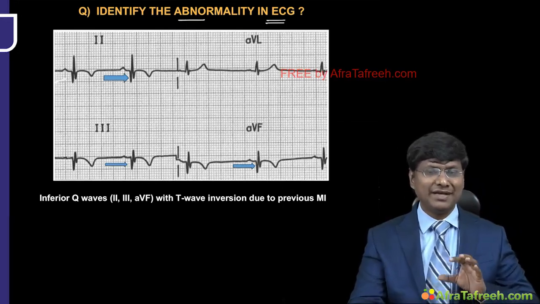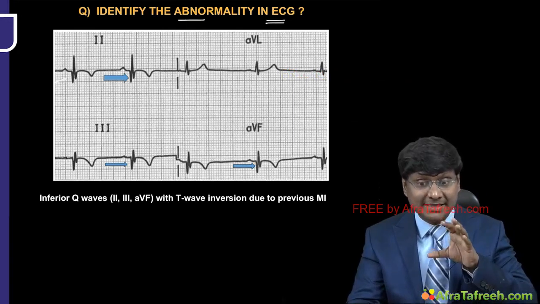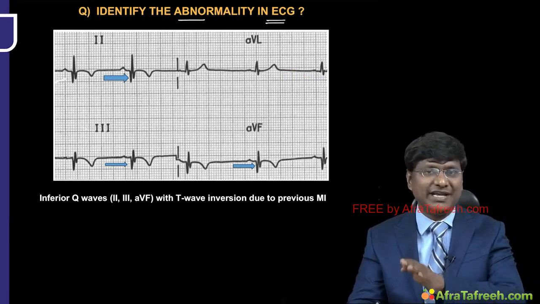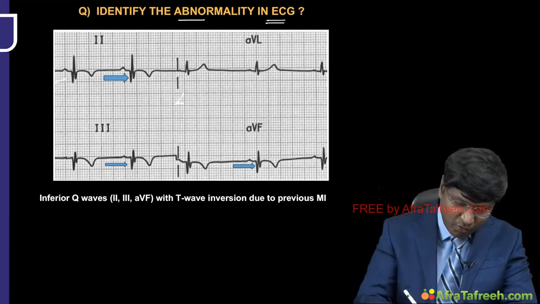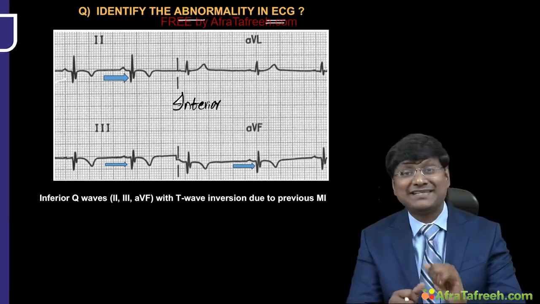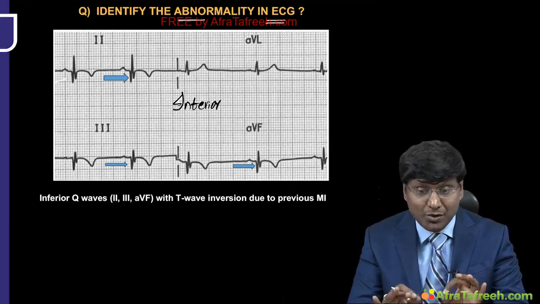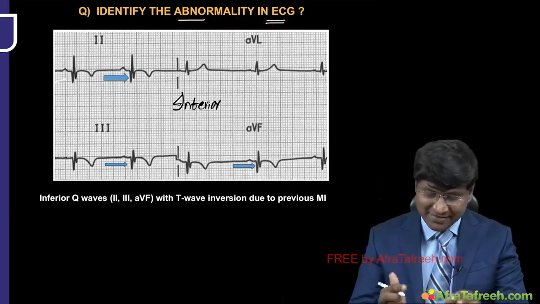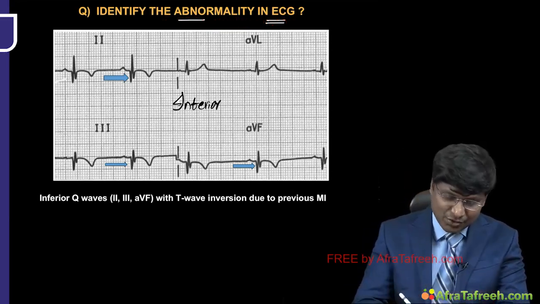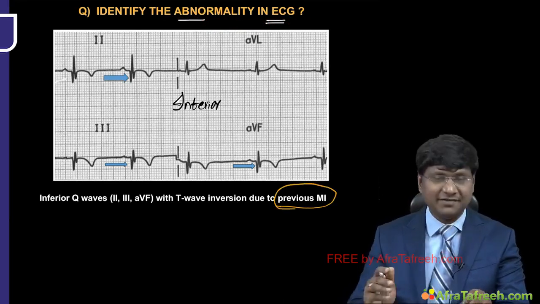Now, you need to know the next one: identify the abnormality in this particular ECG. Already I have given you the arrow marks where you have the abnormality, the pathological Q waves in 2, 3, AVF. So 2, 3, AVF, what are they? They are considered as the inferior leads, right? But do you have ST segment elevation here? No, ST segment elevation is not there. You have only Q wave in the inferior leads. So this is suggestive of a previous myocardial infarction.